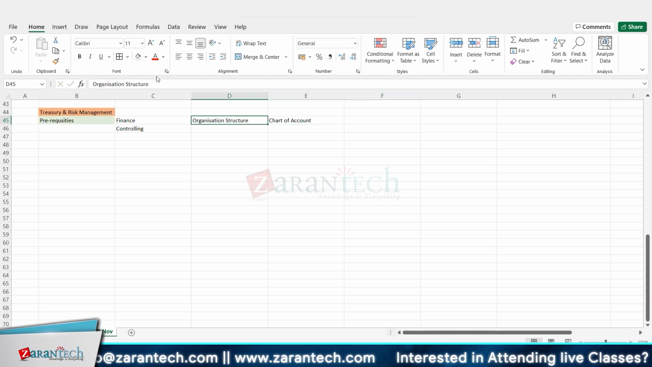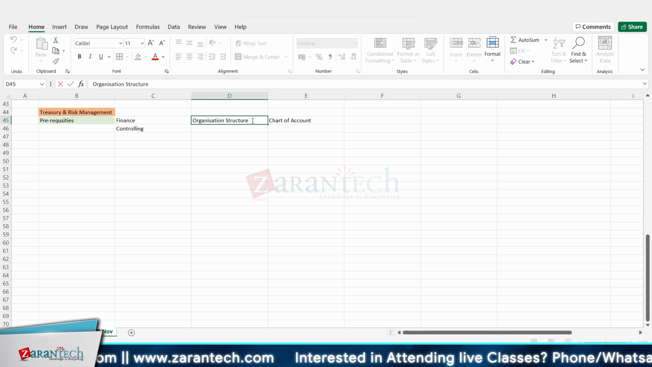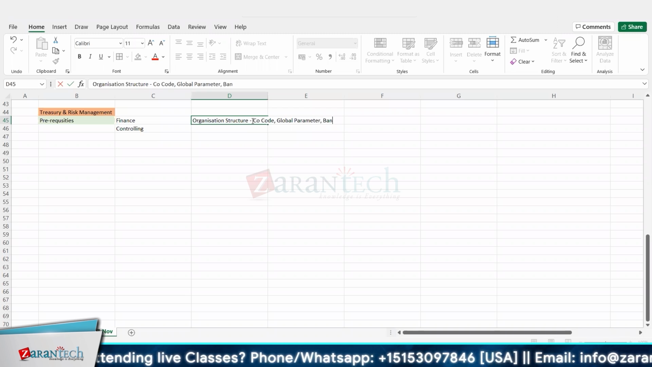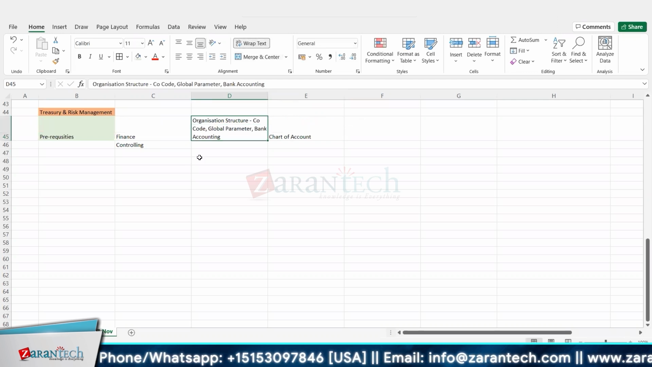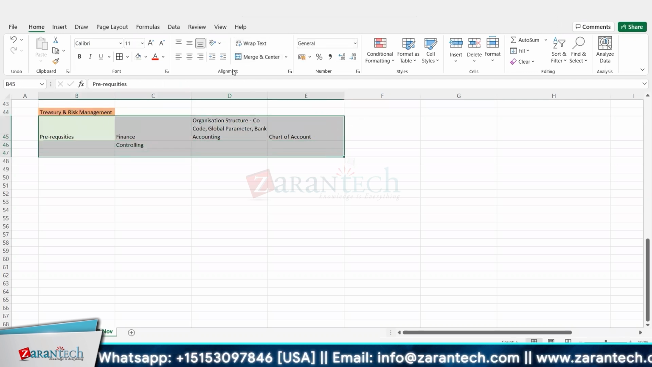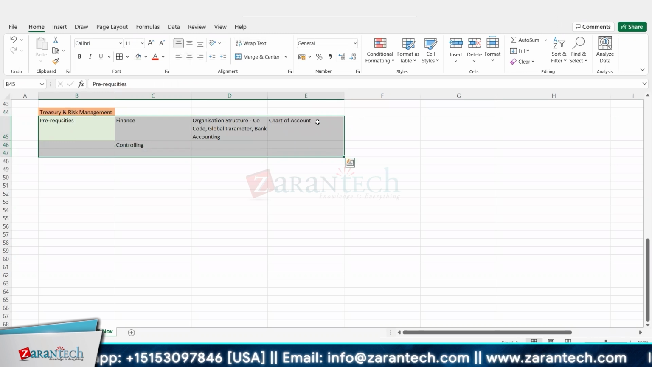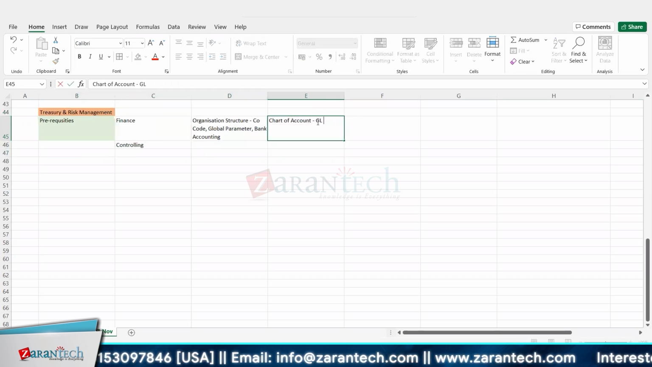So at least the base organization structure, meaning if I say what is the organizational structure, then here you have company code, global parameters, then your bank accounting. So all these things have to be implemented. Okay, and then chart of accounts, all the GL accounts should be available here.